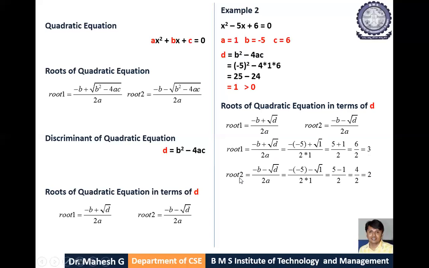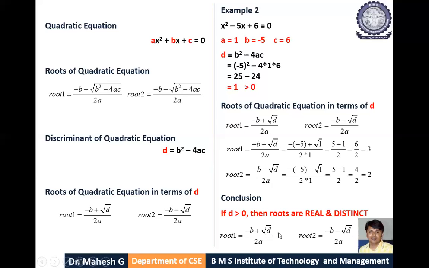So we can conclude root 1 and root 2 are what? They are distinct. So from this, we can make a conclusion that if the value of the discriminant is greater than 0, then the roots obtained are real and they are clearly distinct. Root 1 is given by (-b + √d) divided by 2a. Root 2 is equal to (-b - √d) divided by 2a.